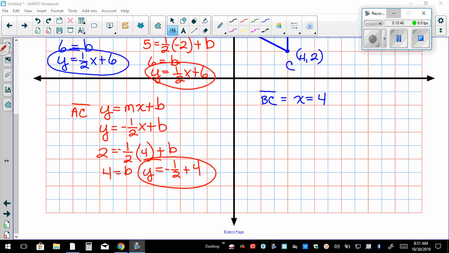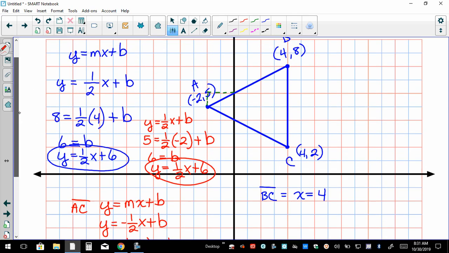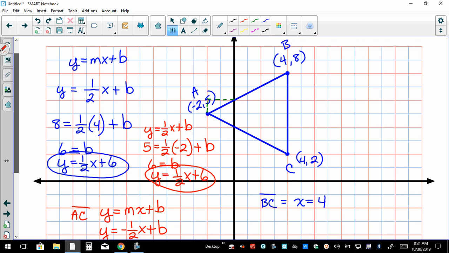How many x values are there for, let's say, AB? I haven't heard the right answer yet. How many x values are there for the line AB? Is it infinite like before? Is it a line, or what is it? It's a line segment, right?